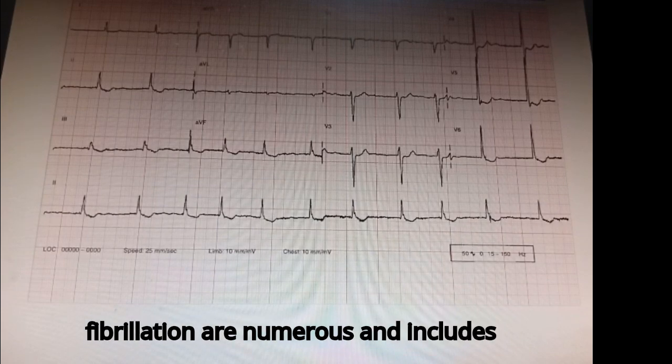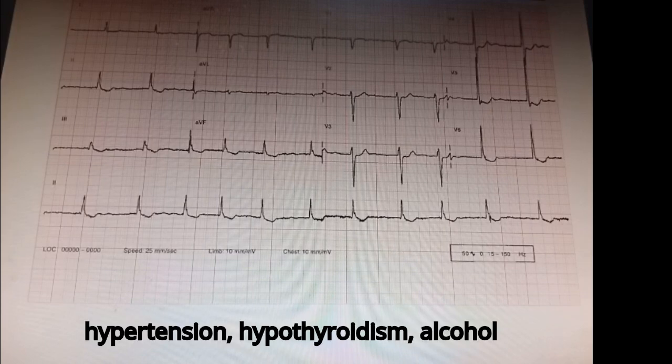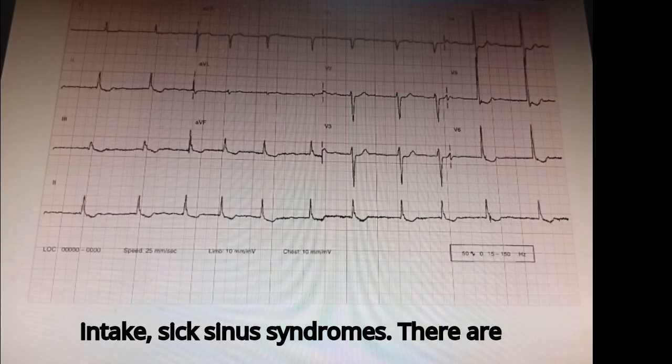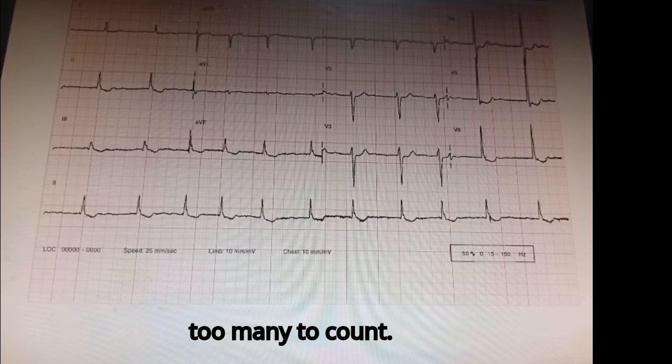The causes of atrial fibrillation are numerous. It includes hypertension, hypothyroidism, alcohol intake, sick sinus syndromes. There are too many to count.